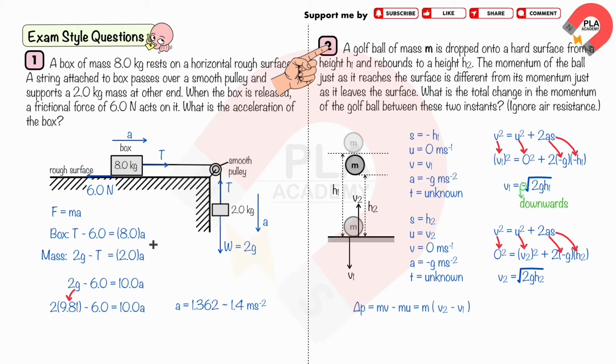The change in momentum is mv minus mu. Substituting v2 and v1 like this, we get the change in momentum like this.